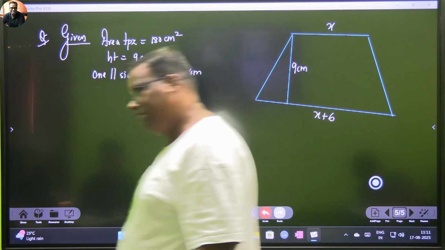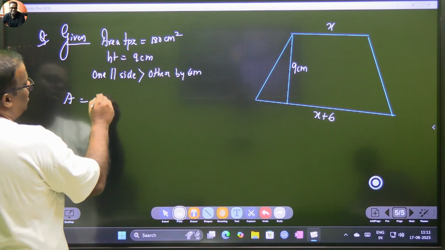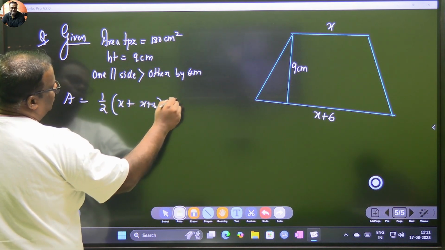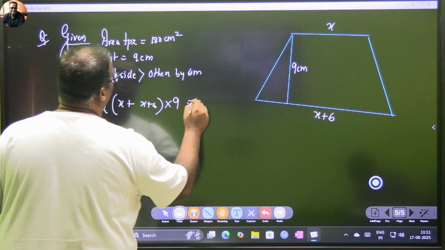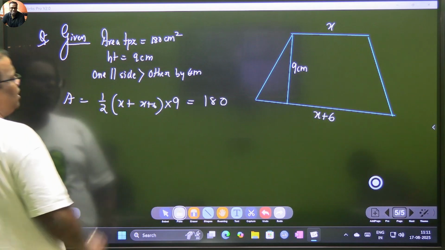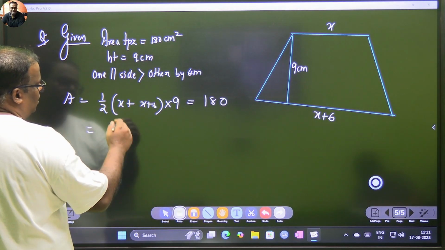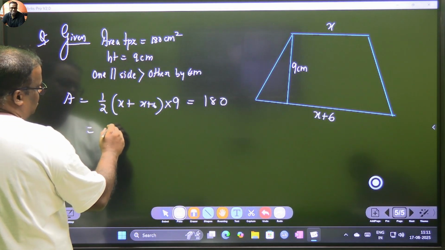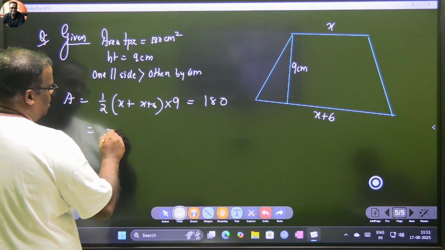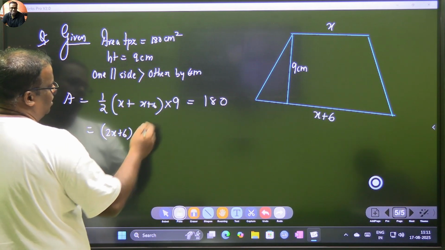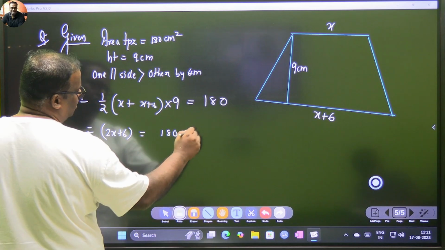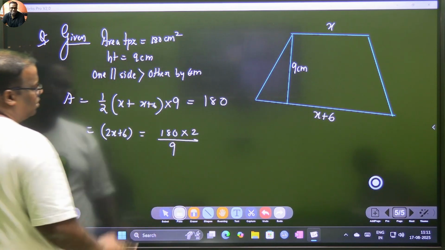You understood it? What is the area of a trapezium? Half into sum of the parallel sides, x plus x plus 6, into perpendicular distance, and this is given as 180. So it's very easy now. x plus x is 2x, 2x plus 6. So this equals 180. This 2 goes on top, the 9 comes below.